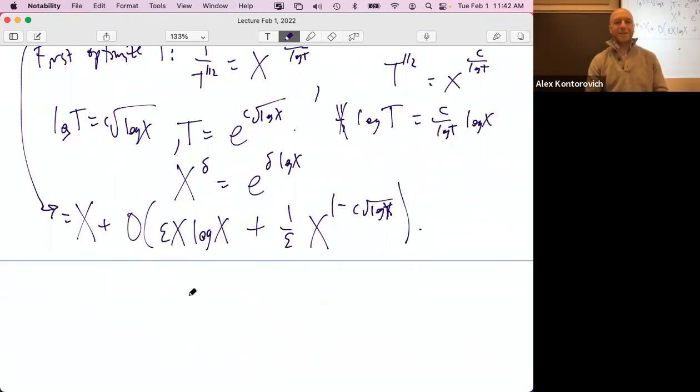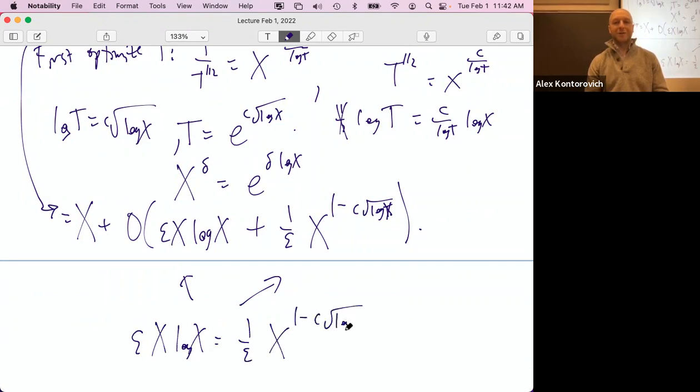We've optimally chosen t, and now the epsilon is going to be gone. So we balance these terms by setting them equal to each other. So I have epsilon x log x is equal to 1 over epsilon x to the 1 minus a constant root log x. Oh, sorry, this is not x to the, that's something different. This is e to the minus, so this is x times e to the minus constant root log x. That's better.